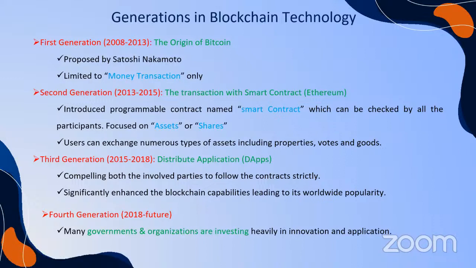So first generation, 2008 to 13, the origin of Bitcoin. In 2008, the anonymous member Satoshi Nakamoto released the Bitcoin white paper, a concept for a peer-to-peer payment system. The Bitcoin organization was registered in August 2008, but we launched Bitcoin in January 2009. The Bitcoin Genesis block was mined in January 2009.